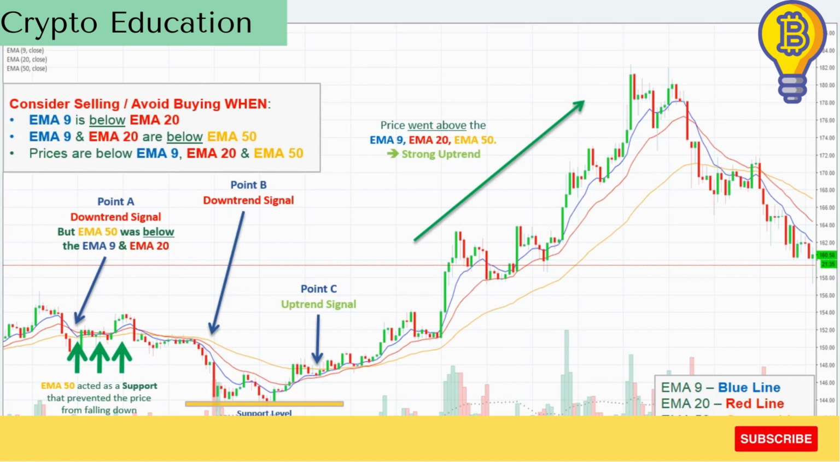The trend reversed when the blue line crossed below the red line at point D, and the downtrend signal was stronger when the price dropped below the EMA 50.